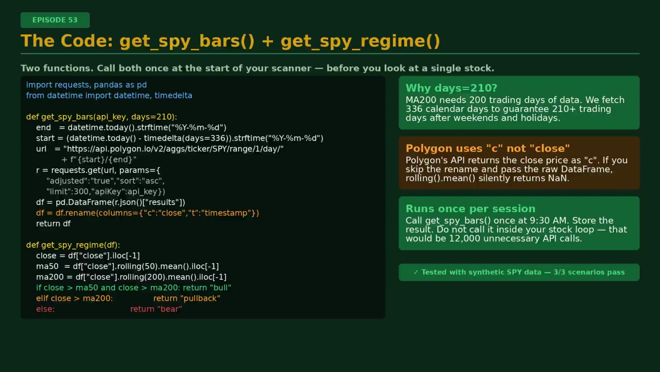The fix is one line. Rename the column inside get SPY bars. After you build the data frame from Polygon's results, you rename C to close. Now your data has the column name your downstream code expects.